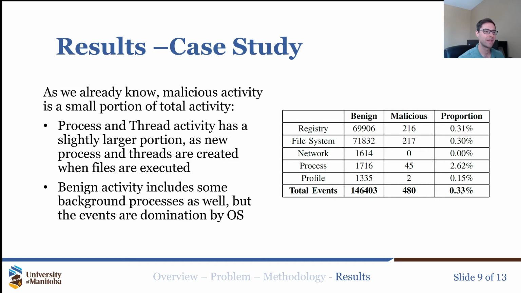And that's just to note that benign activity includes some background processes as well, but the events are dominated by the operating system. So in the previous slide, when I was mentioning Adobe Acrobat Reader or remote desktop, the number of events is dwarfed relative to what's going on in the Windows operating system, right? And it's not enough just to remove those. I mean, you could, but the idea is that you want to know exactly what's going on and to be representative of a real environment. And in a real environment, you're collecting process activity from all sorts of sources.